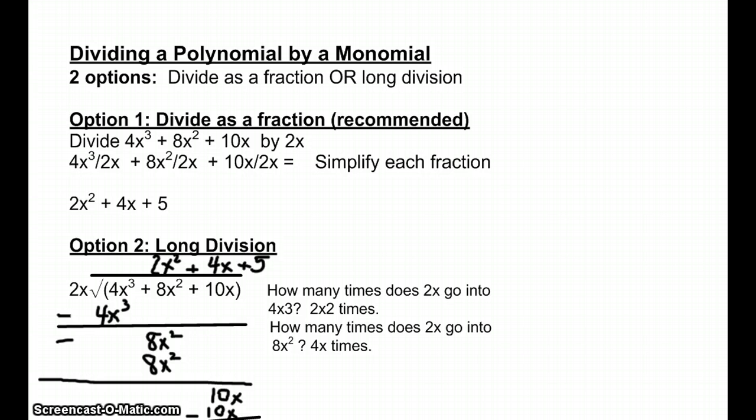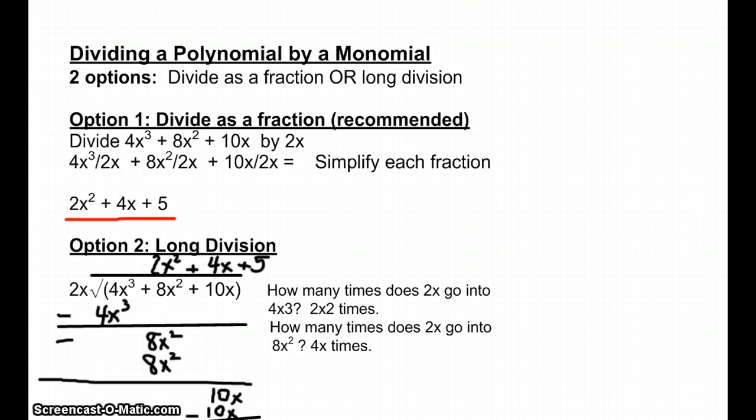If you look at this example, we want to divide 4x cubed plus 8x squared plus 10x by 2x. So what you want to do here is make three different fractions. You're going to divide each term by 2x, and then you simplify each fraction, removing all the greatest common factors. So what you end up with is 2x squared plus 4x plus 5.